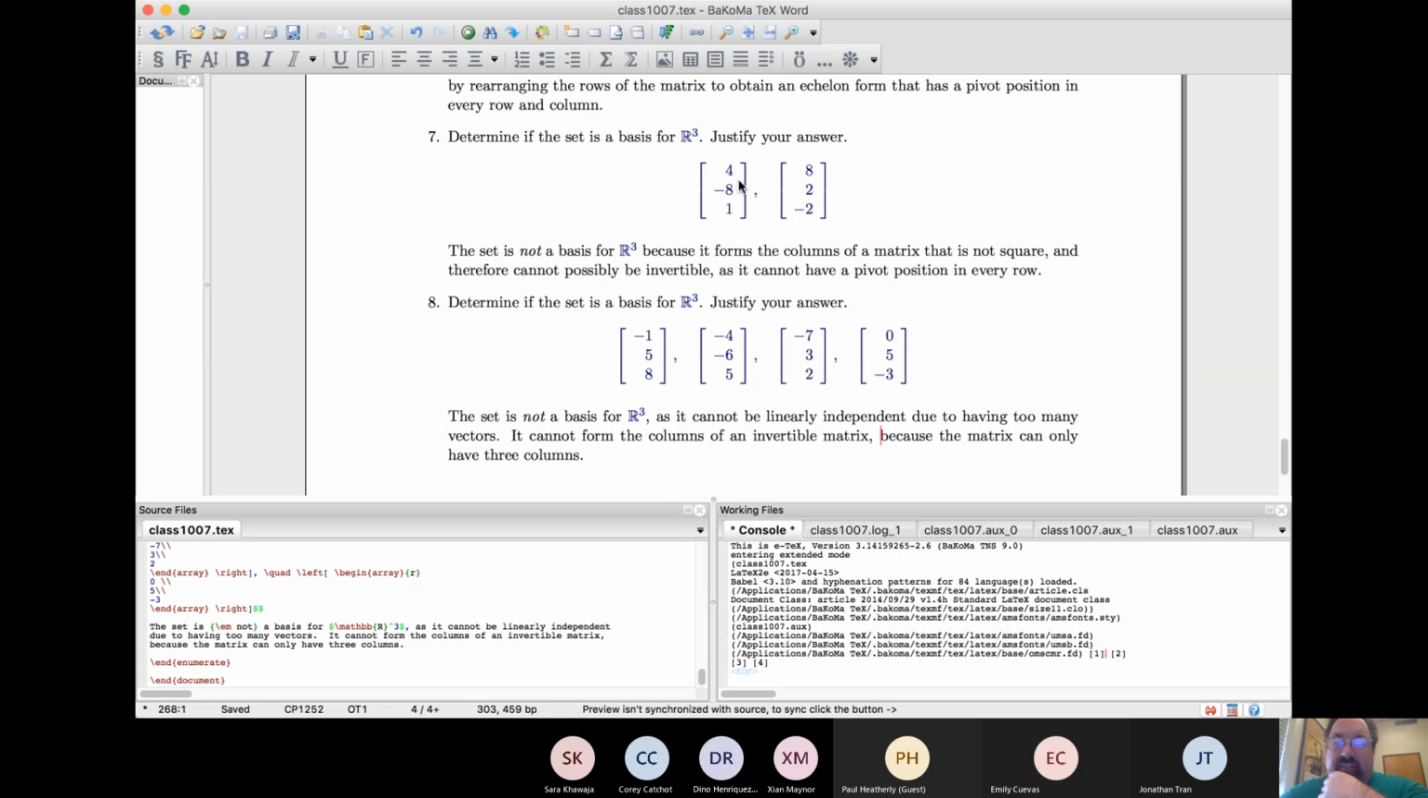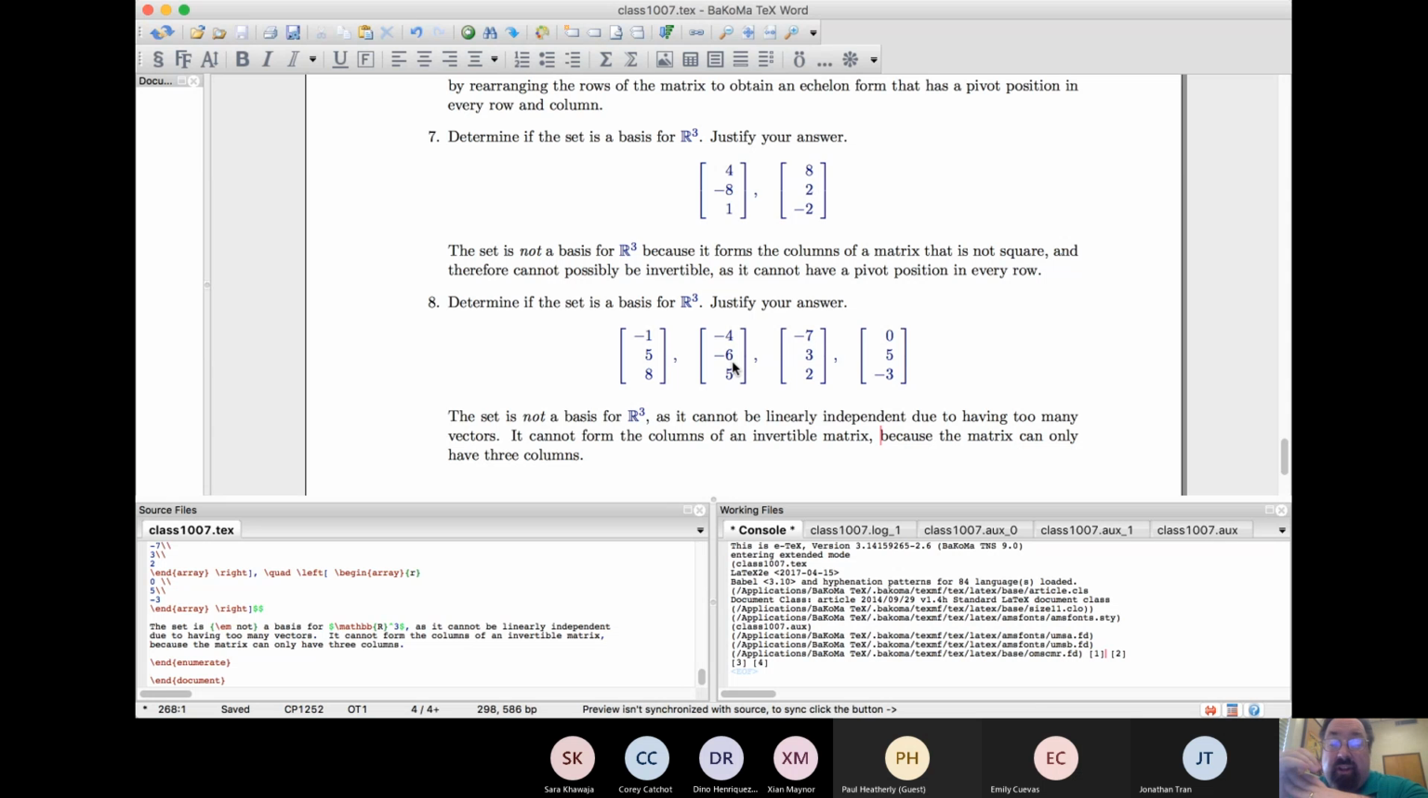And besides, for a set of vectors to form a basis, they have to form the columns of an invertible matrix. An invertible matrix must be square. Here we have too few columns. Here we have too few rows, or too many columns. All right, so those are different ways of determining whether a given set of vectors forms a basis for its space.